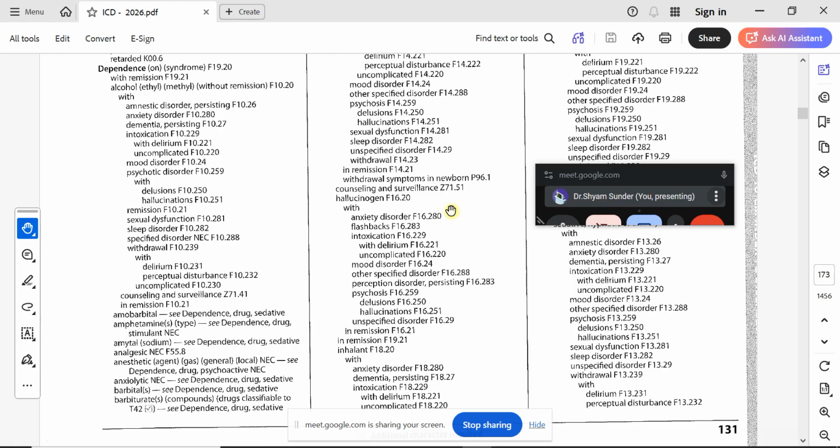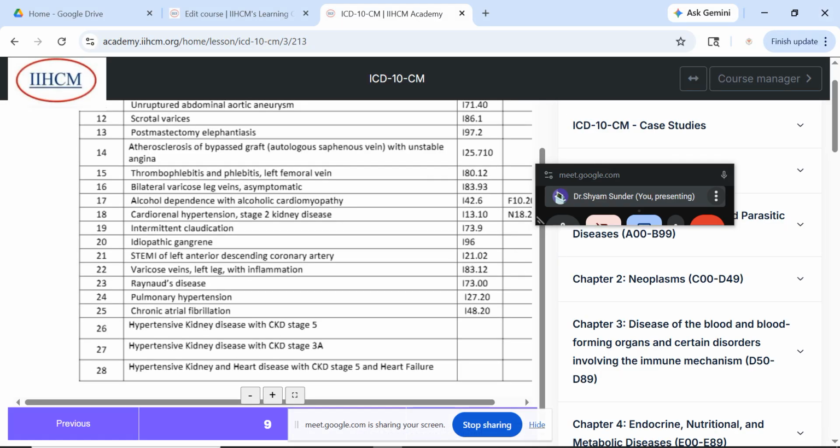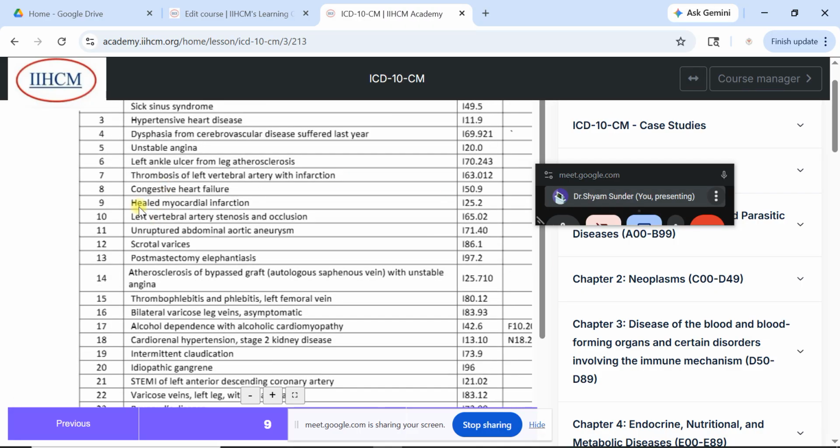Your question number 7, from the same chapter: thrombosis of left vertebral artery with infection. The 10th one, yesterday we discussed, left vertebral artery stenosis and occlusion. Question 7, sir, I got I63.012. I don't know, right or wrong. Yes, that's correct, thrombosis of left vertebral artery. No, I got I63.21. Okay, let us see.